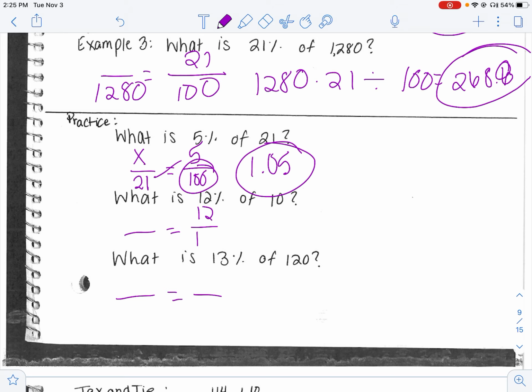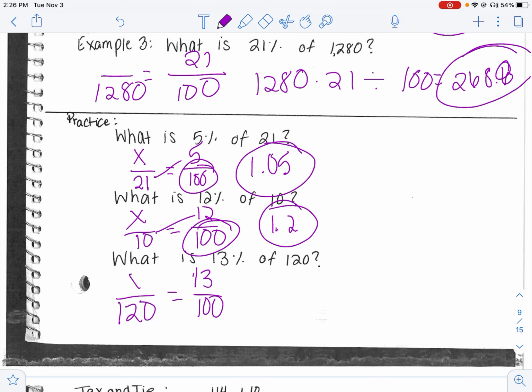Okay, set up again. 12% of 10. So multiply, divide. 10 times 12 is 120. Okay, divided by 100 is 1.2. And then the last one, 13% of 120. We take 120 times 13 divided by 100. So 120 times 13 divided by 100 is 15.6.